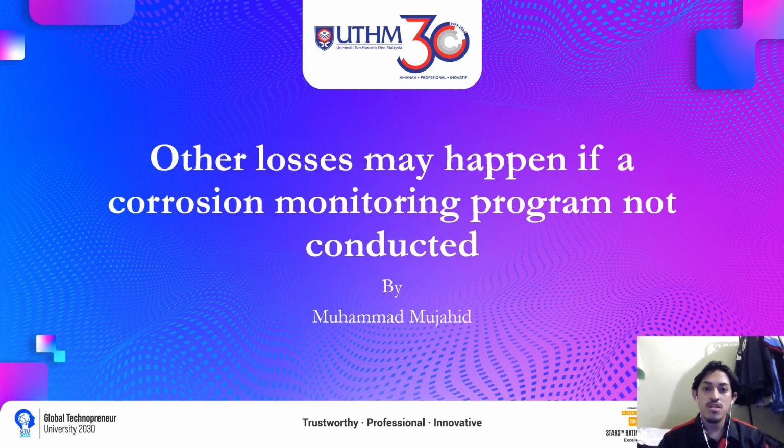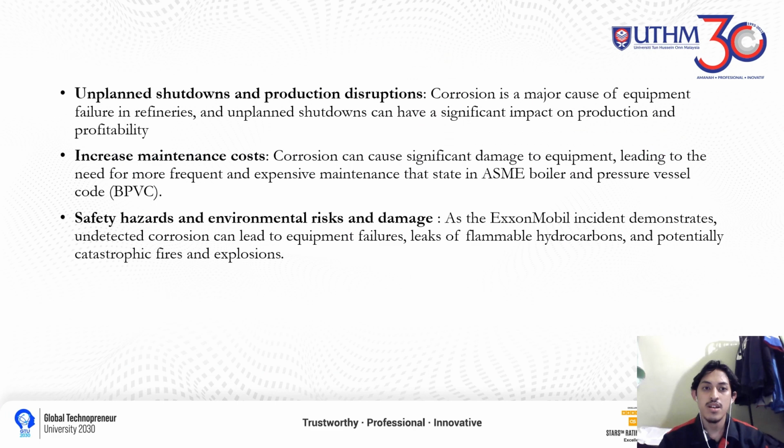Other losses may happen if a corrosion monitoring program is not conducted. First, unplanned shutdowns and production disruption. Corrosion can cause equipment failure in the refinery, and unplanned shutdowns can have a significant impact on production and profitability. Second, increased maintenance costs: corrosion can cause significant damage to the equipment, leading to more frequent and expensive maintenance under the ASME standard code.